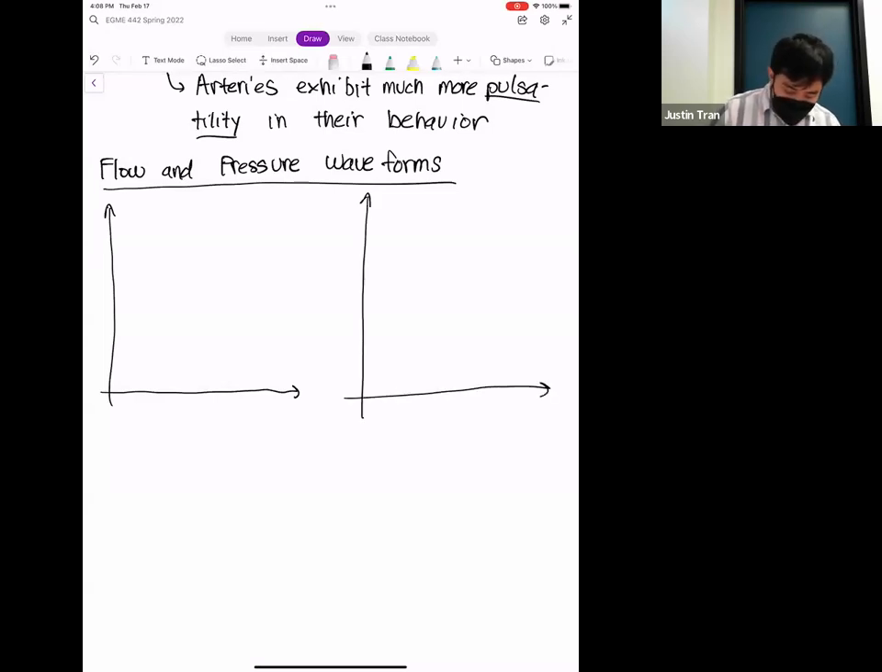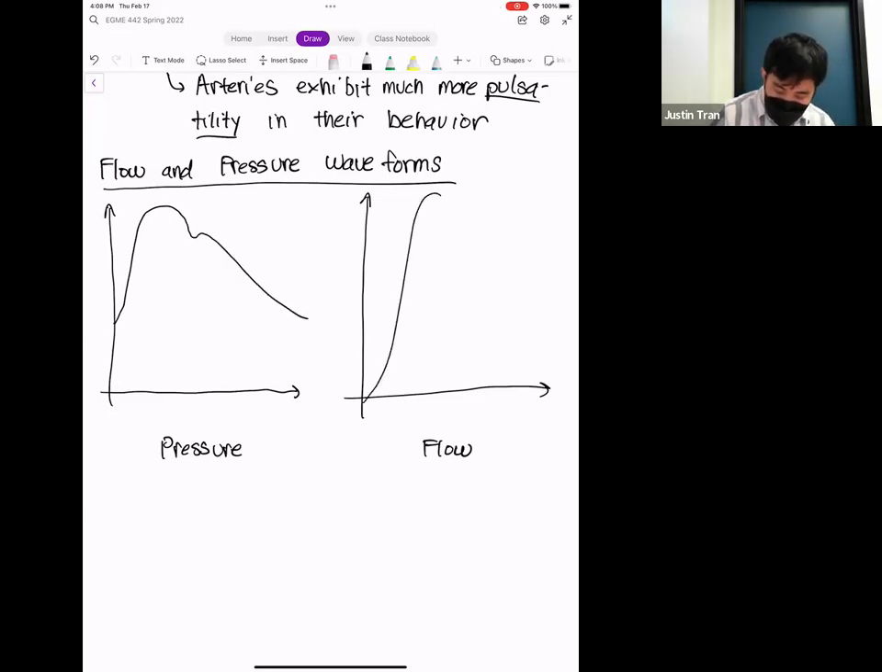Right. And so on the one hand, we have the pressure waveforms and the flow. All right, so the pressure waveforms look something like this. And the flow waveforms, at least one example of the flow waveforms, if you measured it right next to the heart, would look something like that. Okay. And so on the x-axis here, this is time. And so these are basically measured as a function of time. And on the y-axis here, we have pressure. And here we have flow.